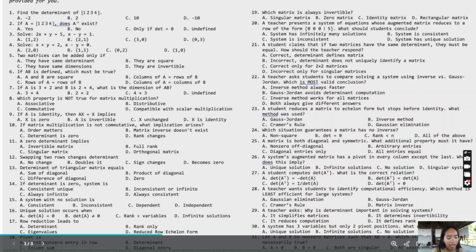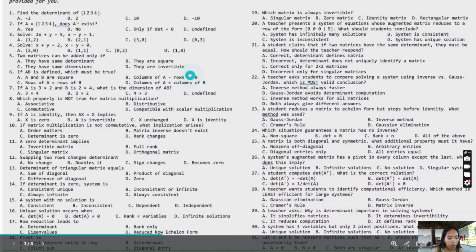Determinant is not equal to 0. As I said earlier, if the determinant is 0, then it is inconsistent or has many solutions. So when the determinant is not equal to 0, that means it has a unique solution. There is only one solution to that linear equation.